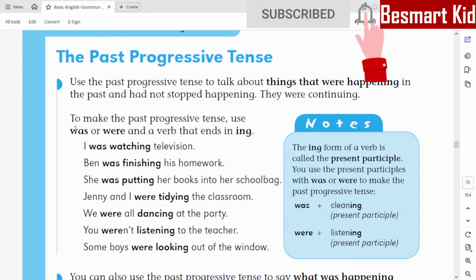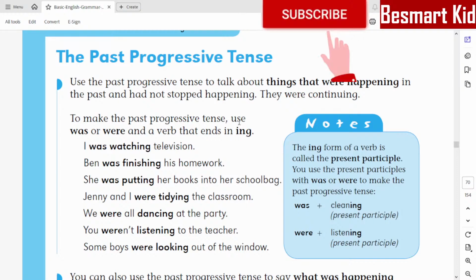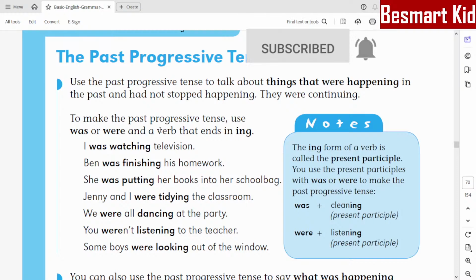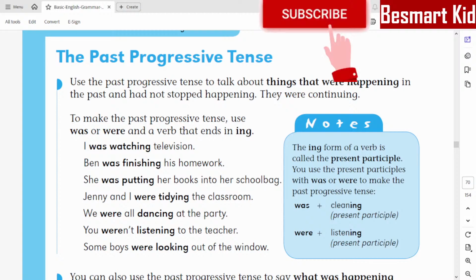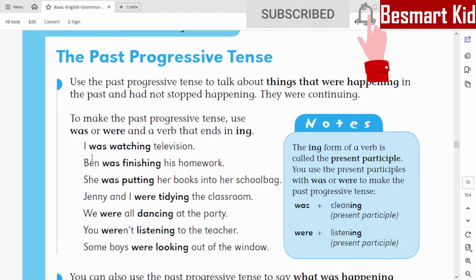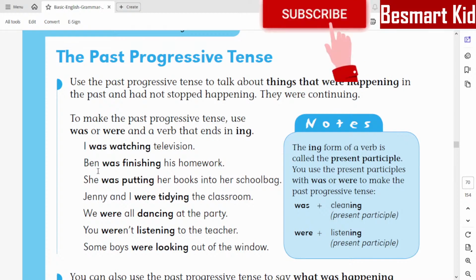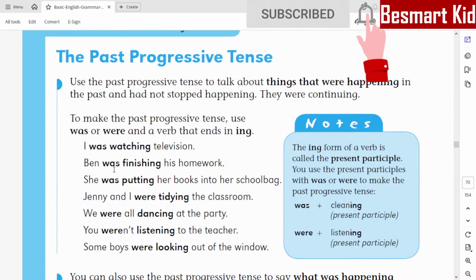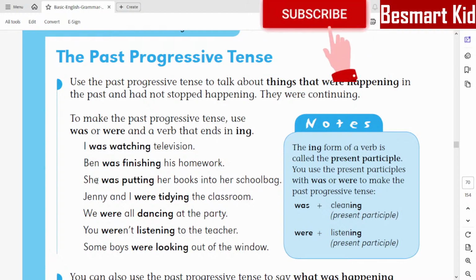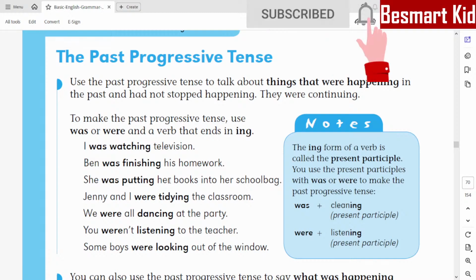To make the past progressive tense, use was or were and a verb that ends in ing. Examples: I was watching television. Ben was finishing his homework. She was putting her books into her school bag.